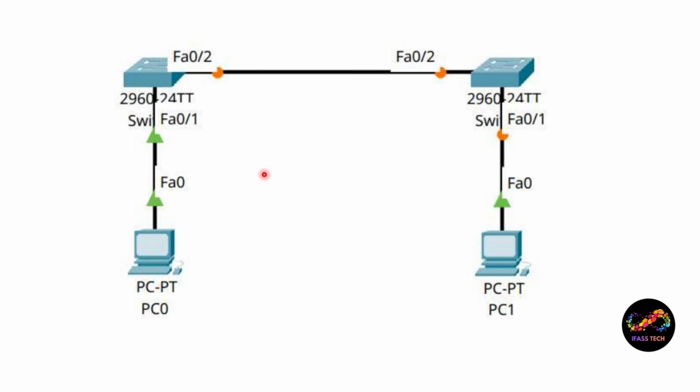Here we have a PC connected with switch 0, switch 0 connected with switch 1, and switch 1 connected to PC 1. The switch acts like a traffic controller for the network communication. It forwards data frames between devices.